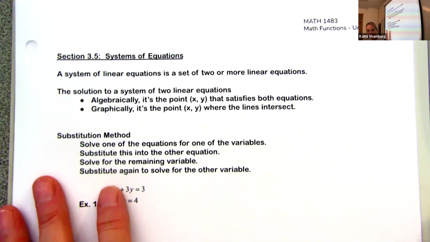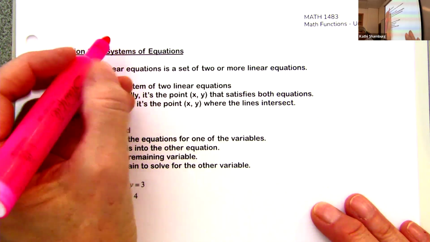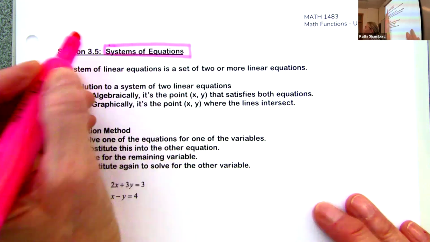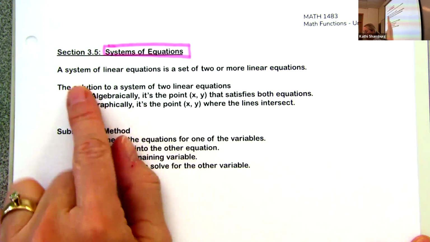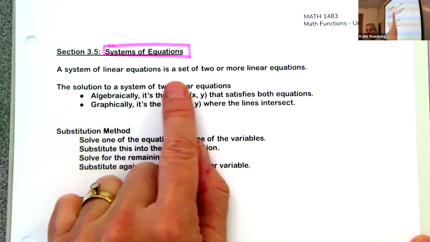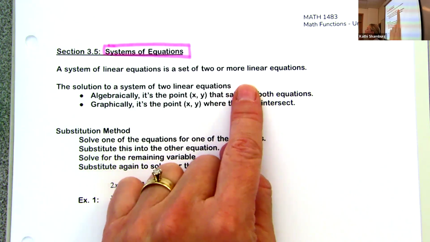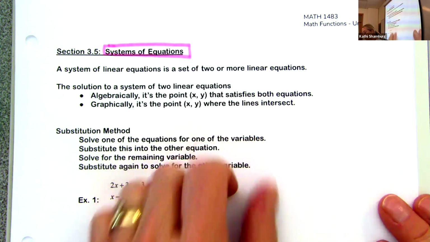3.5 is what we call systems of equations. Notice equations is plural. So we're going to be working with more than one equation at a time. All right. So a system of linear equations is a set of 2 or more linear equations. We're always going to be dealing with 2. If you take algebra for STEM, you will also deal with 3 equations. Okay, but we're just going to stick to 2.